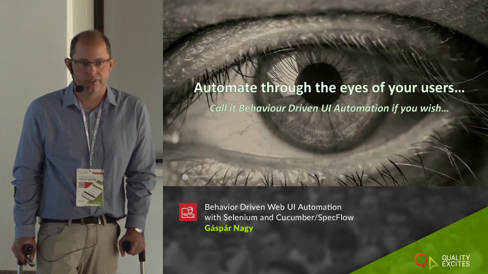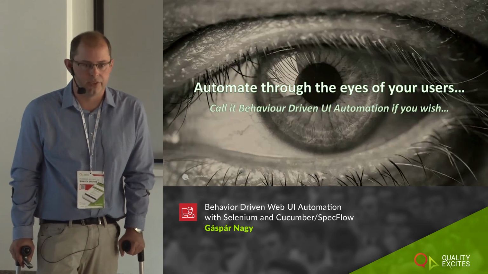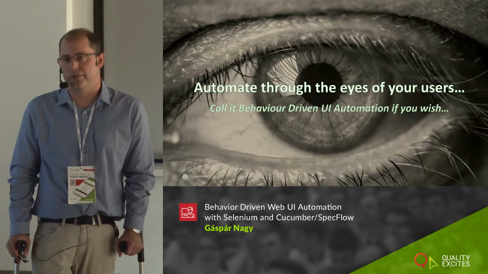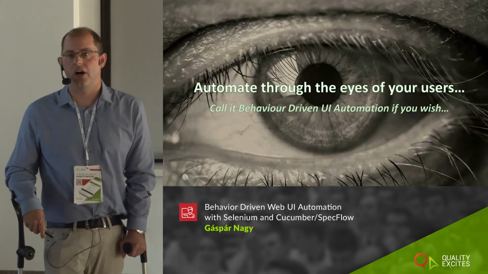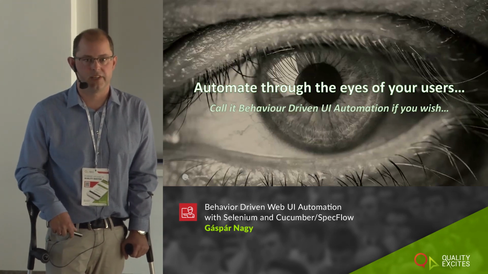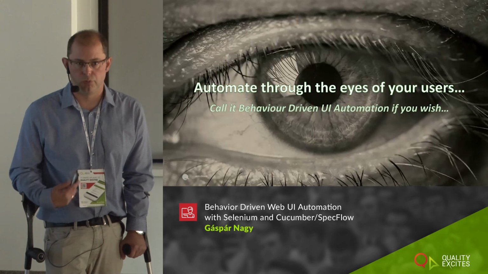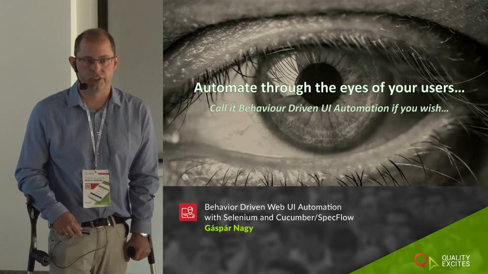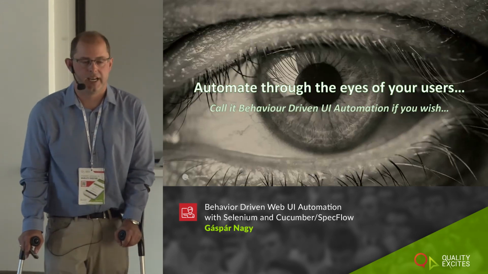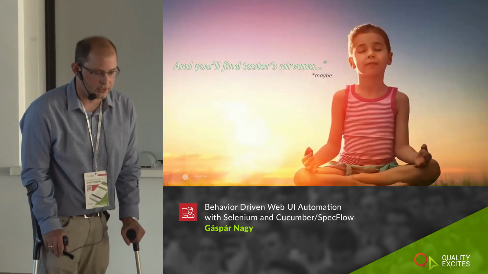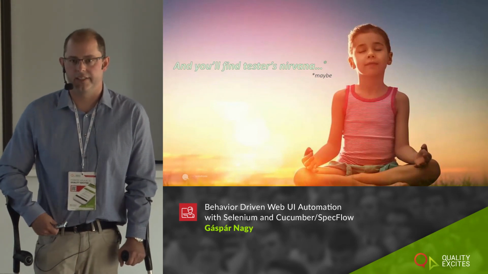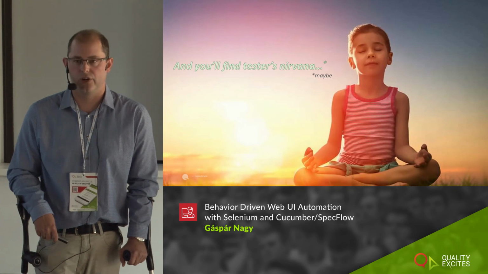So this is what should be the message, and this is what I would like you to remember, that whenever you have such a problem, it's always important to think about how our users are solving this problem and try to apply the same concept, try to apply the same models into your test automation code base. Whether you call it behavior-driven UI automation or not, I don't care, but this is what you should get to come to finally a successful and happy UI automation.